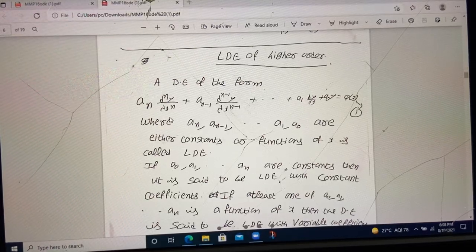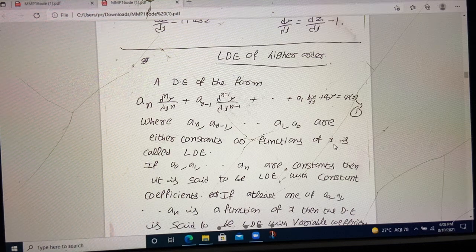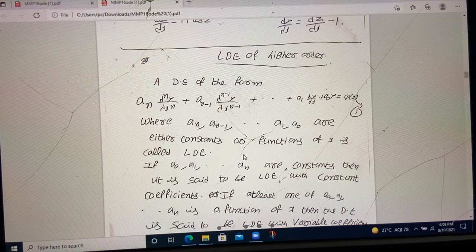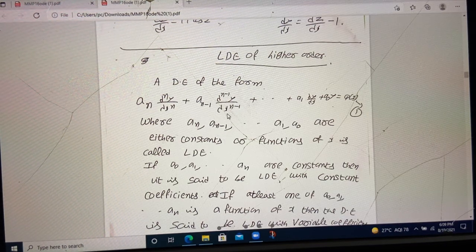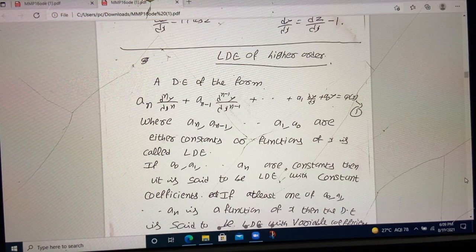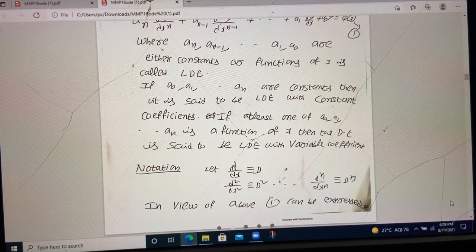Stated, where a0, a1, a2, ..., an minus 1, an are all constants or functions of x, is called an LDE. First we are going to do the case where they are constants. On the right side, it should be a function of the independent variable. What is the independent variable? x. The dependent variable is y. So if they are constants, then such a linear differential equation is called an LDE with constant coefficients. And what is the standard form?